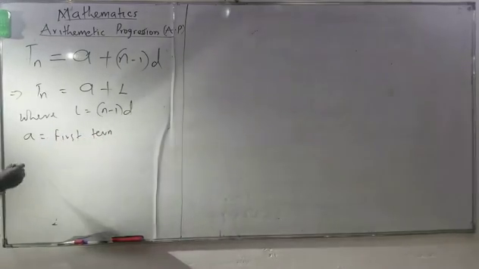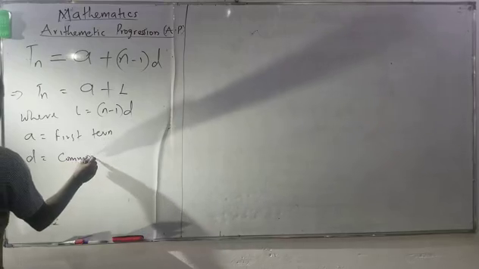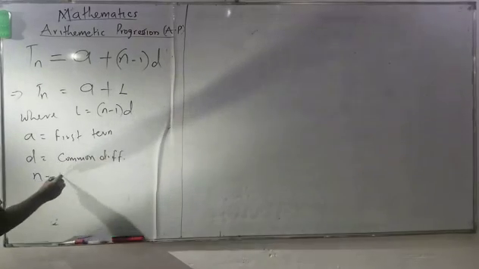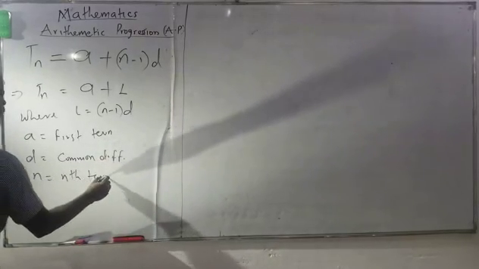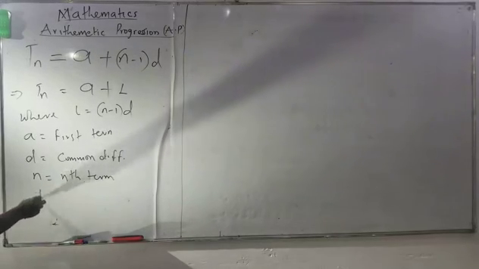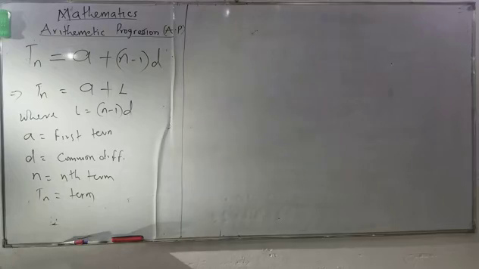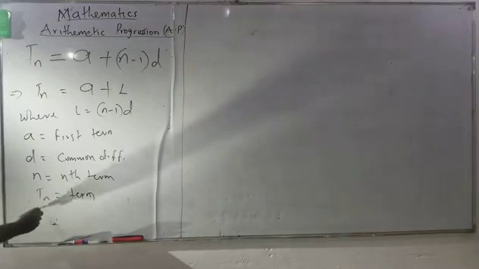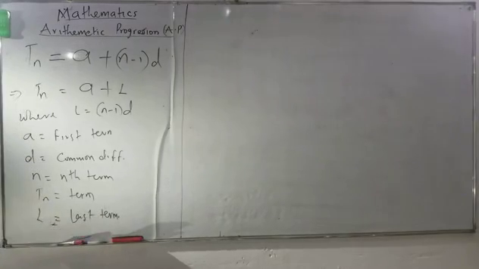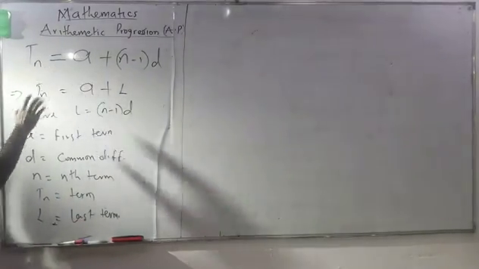Now, my D is called common difference. My N is known as nth term, and this is going to be term. And what else? My L is what? Last term. Now, all this is very important. Please master this formula very well.